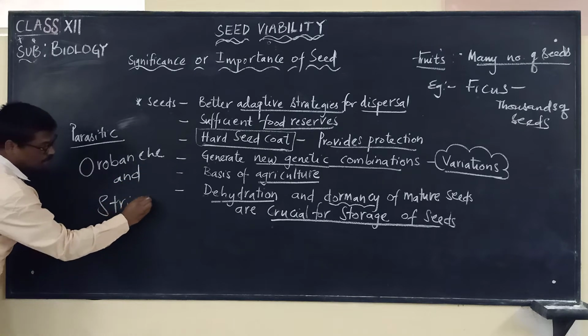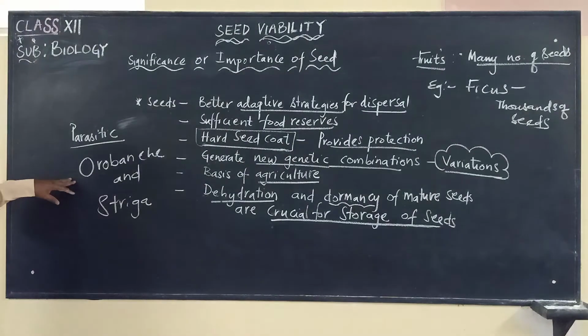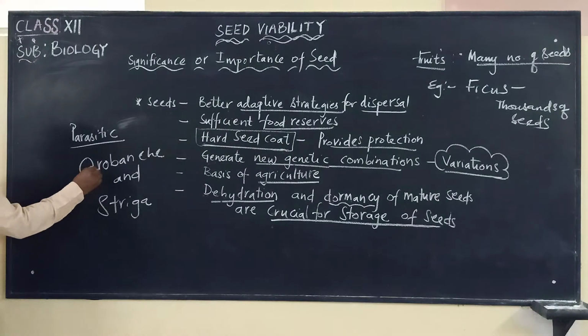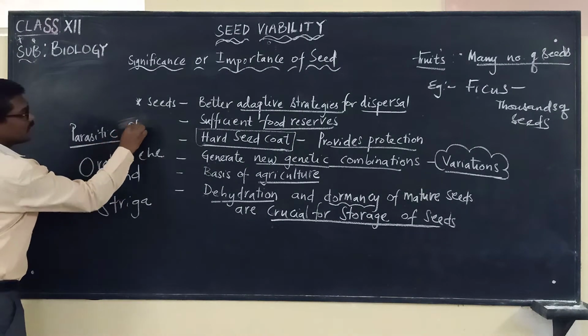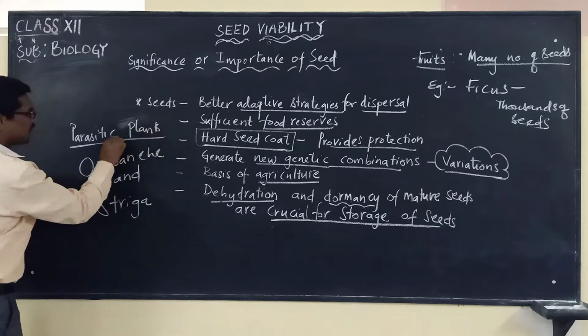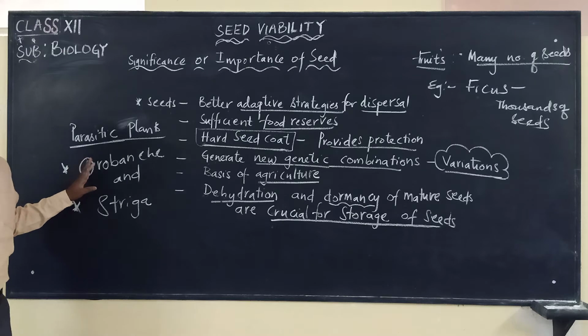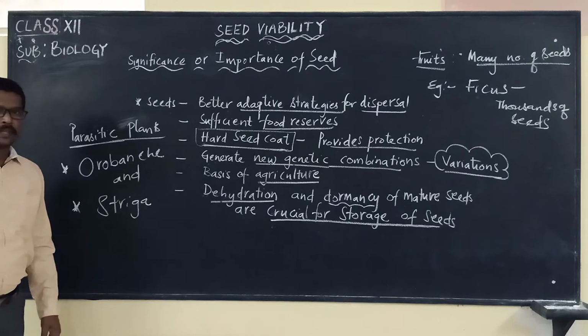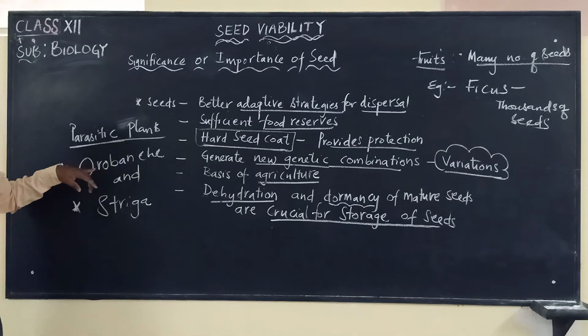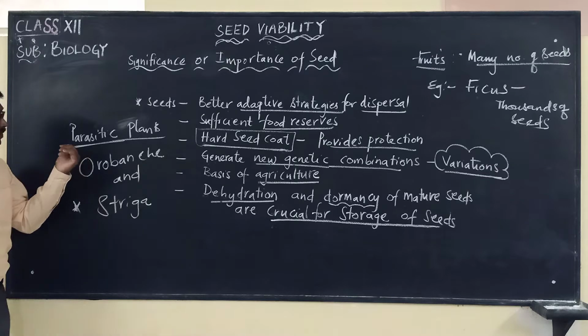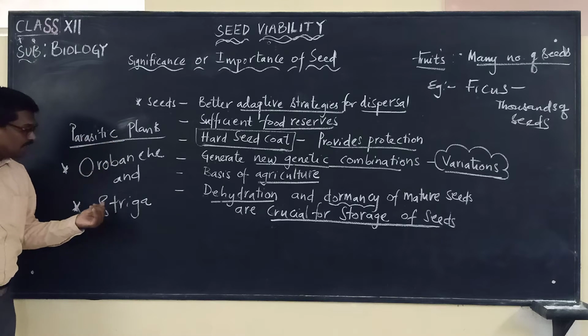These two also bear many seeds. But these are what? Parasitic plants. Okay, these are parasitic plants named as what? Orobanch and striga. Even these also bear many number of seeds. So there are many number of seeds present in the fruits of these parasitic plants, orobanch and striga.